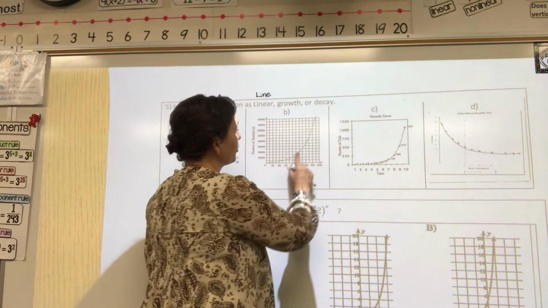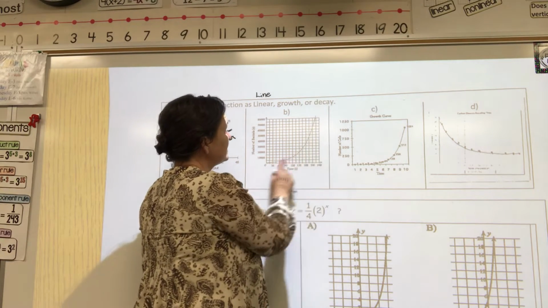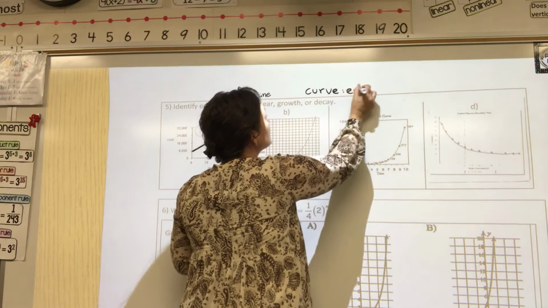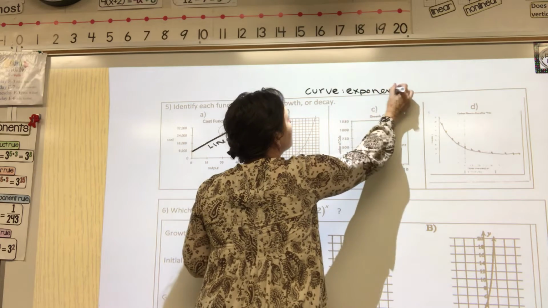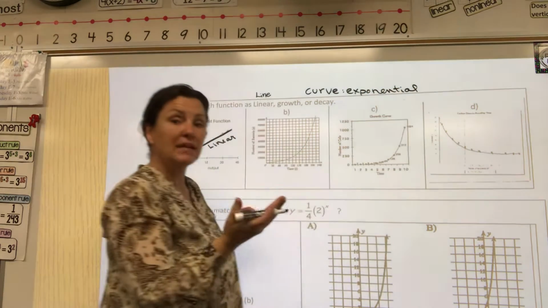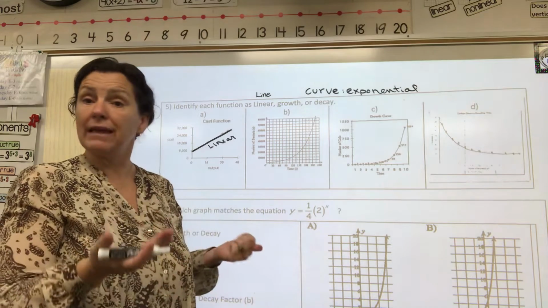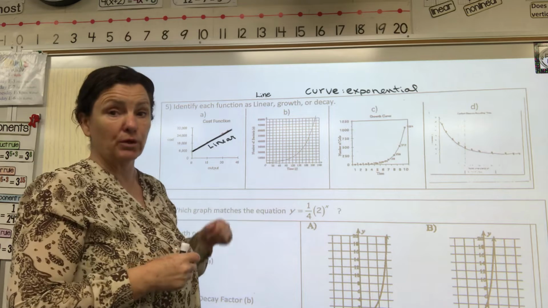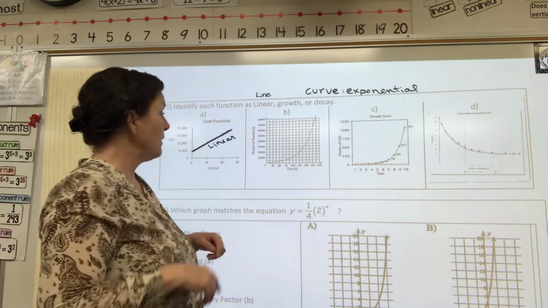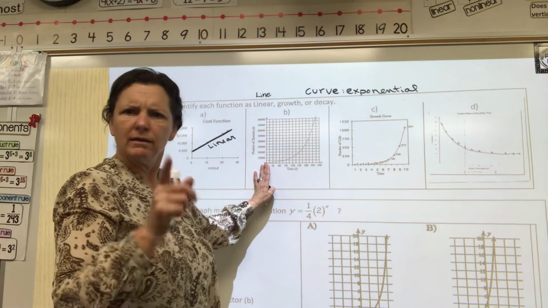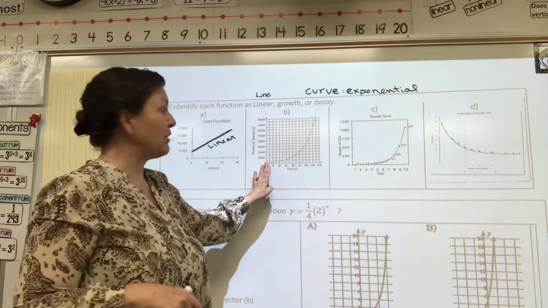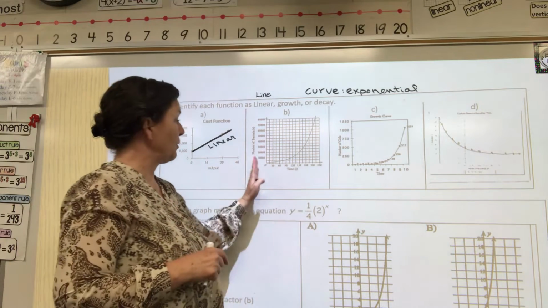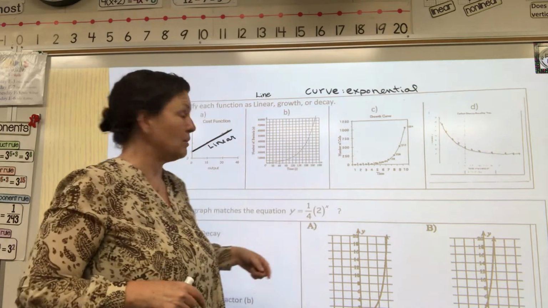I see a beautiful curve. When I see the curve, I know that it is exponential. But is it exponential growth or is it exponential decay? So in English, we read from left to right, and we're going to read this graph moving from left to right and see what it does.